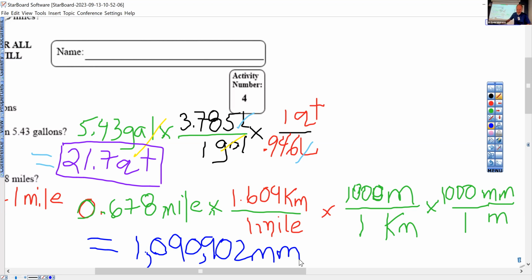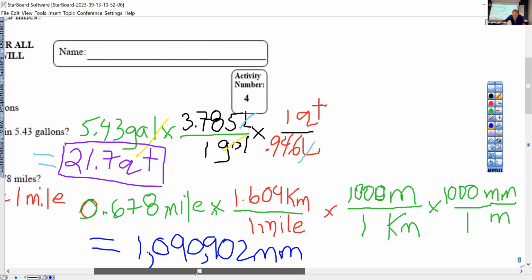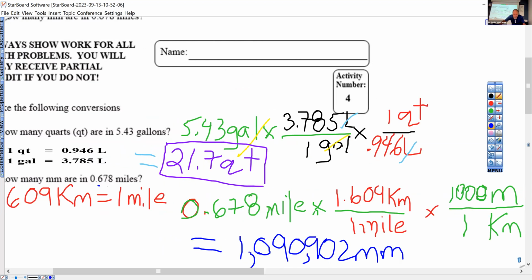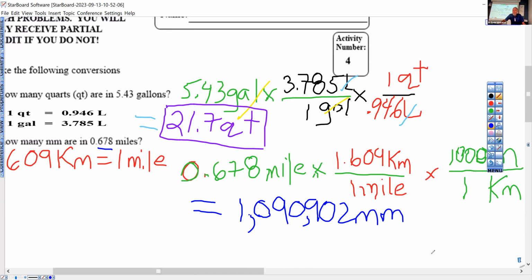What's the safest way to get this to be right? Let's verify that it should be 3 sig figs. 3. What's the safest way? I mean, that was the safest way to write it with only 3 sig figs. Yeah, 1.09 times 10 to the 6. I'll take that.